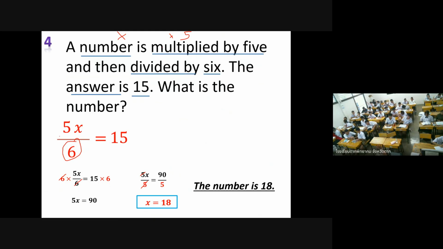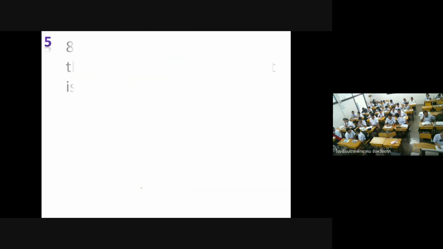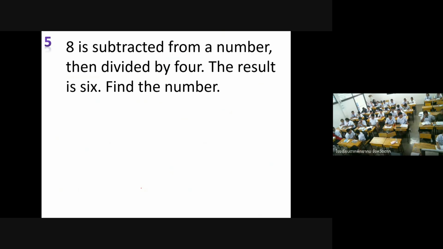Oh, we still have 4 minutes. Okay, one last problem. Last problem. This one is harder, I think. 8 is subtracted from a number and then divided by 4. The result is 6. Find the number.